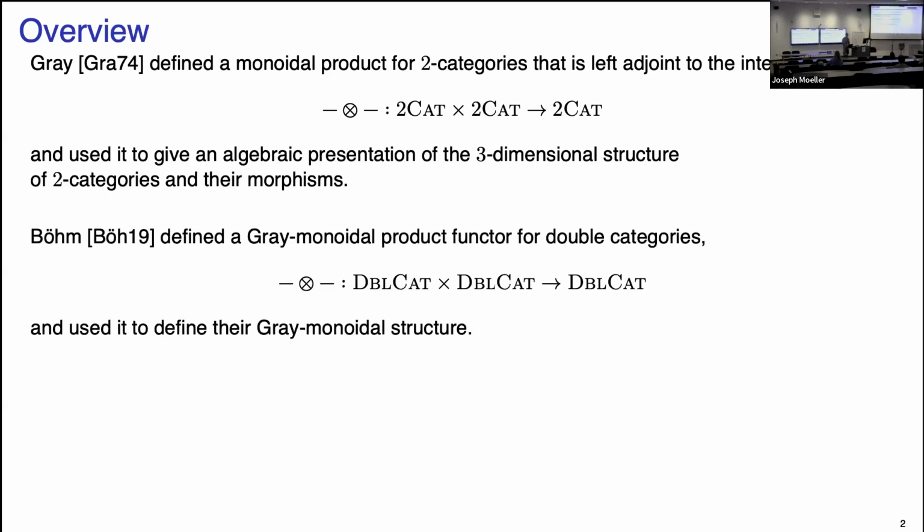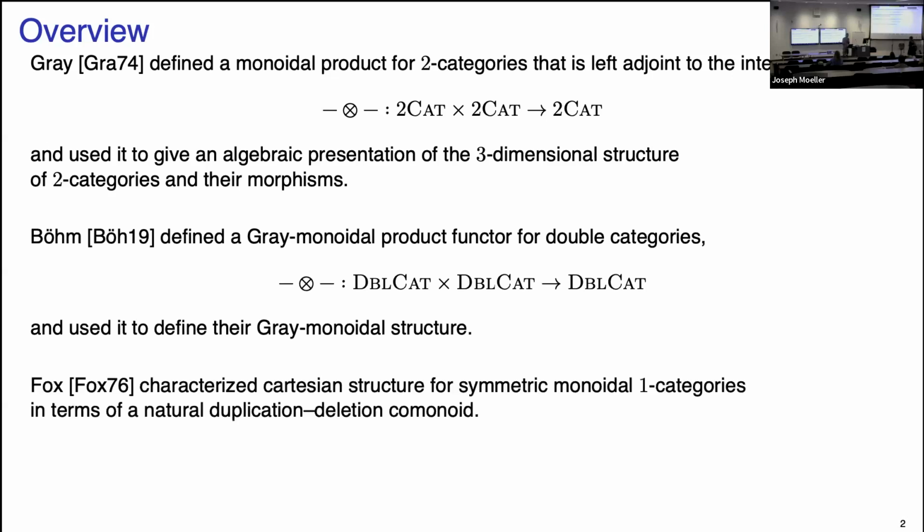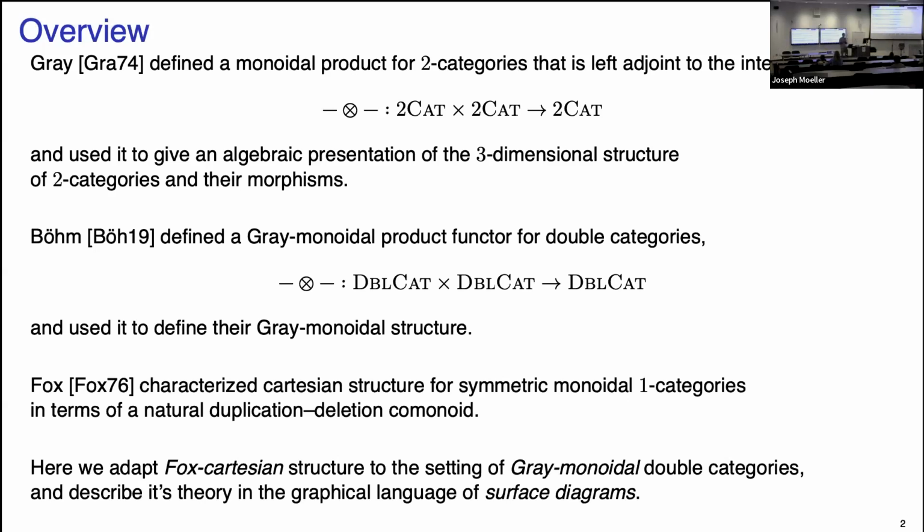A lot more recently, Gabriele Böhm defined a Gray-Monoidal product functor for double categories, and she used this to define Gray-Monoidal structure for them as well. Flashing back to the 70s again, Tom Fox characterized the Cartesian structure on symmetric monoidal one-dimensional categories in terms of a natural duplication, deletion, comonoid structure, which we heard about yesterday in Elena's plenary talk. So what we're going to do here is adapt this Fox-cartesian structure to the setting of Gray-Monoidal double categories.